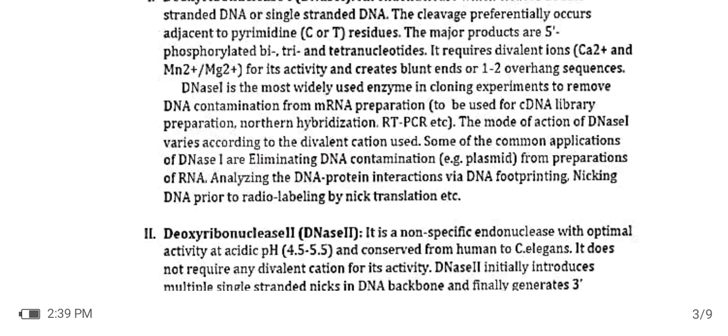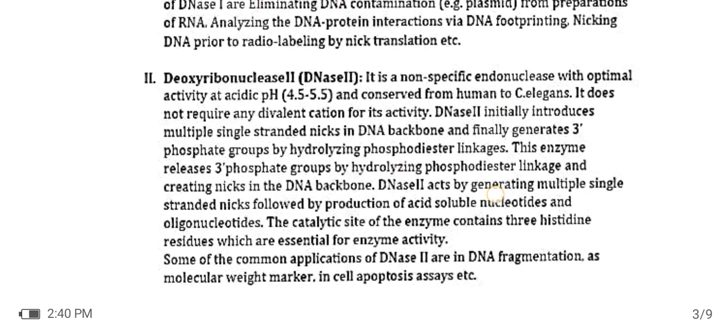DNase 1 is the most widely used enzyme in cloning experiments to remove DNA contamination from mRNA preparations, to be used for cDNA library preparation, northern hybridization, RT-PCR, etc. The mode of action of DNase 1 varies according to the divalent cation used. Some common applications of DNase 1 are eliminating contaminating plasmid DNA from preparations of RNA, analyzing DNA-protein interaction via DNA footprinting, then nicking DNA prior to radiolabeling, nick translation, etc.